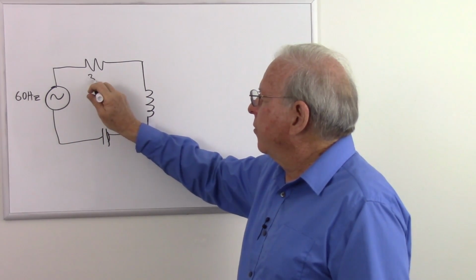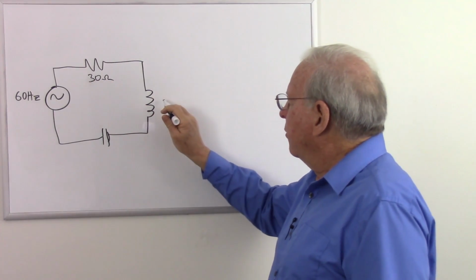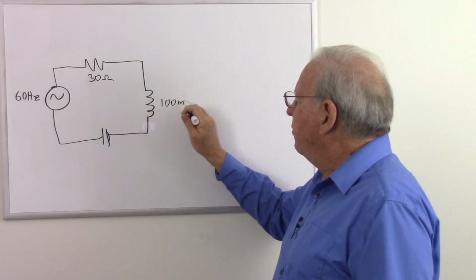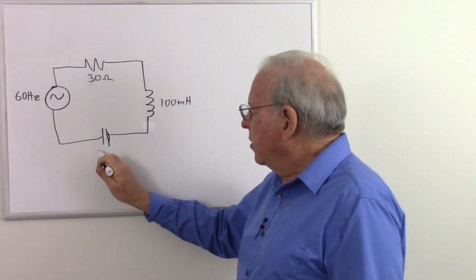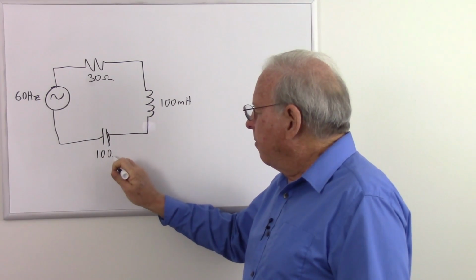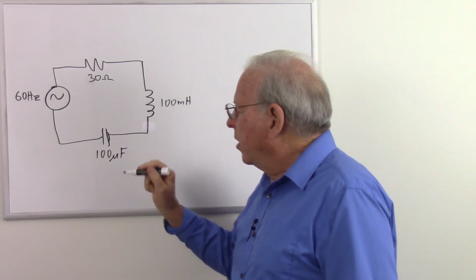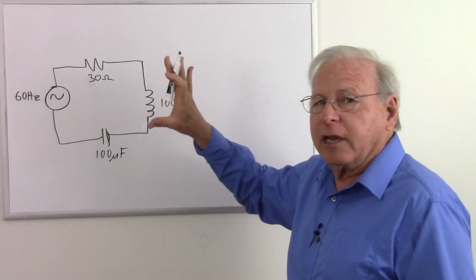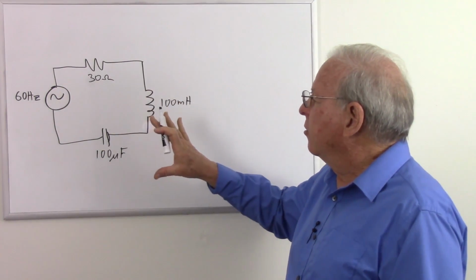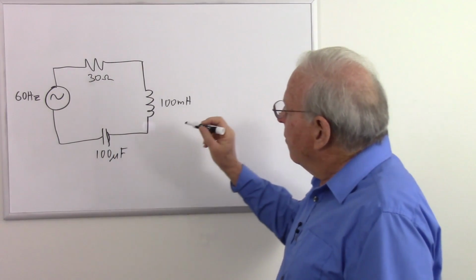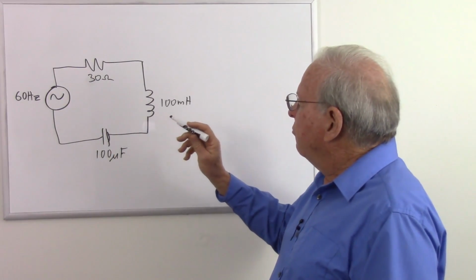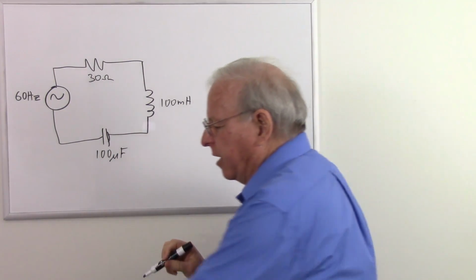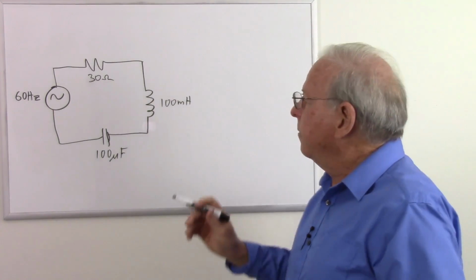The resistor was 30 ohms, the inductor was 100 millihenries, and the capacitor was 100 microfarads. So what we want to do is calculate the impedance of the whole circuit along with the phase angle, and we'll take a look at both polar and rectangular notation for that. So let's just go through the whole calculations again. I'll get my trusty calculator ready so I can punch the numbers in.